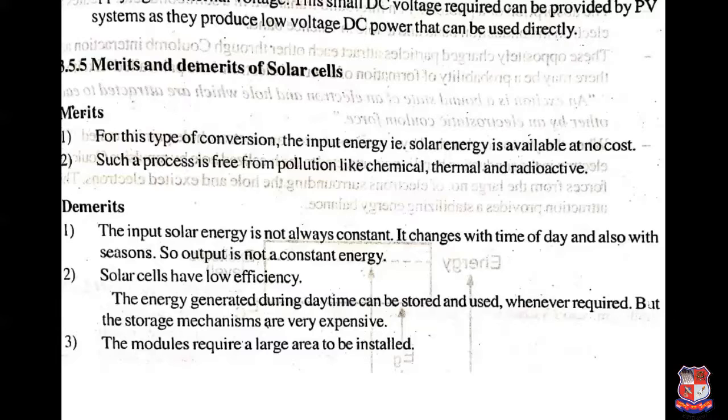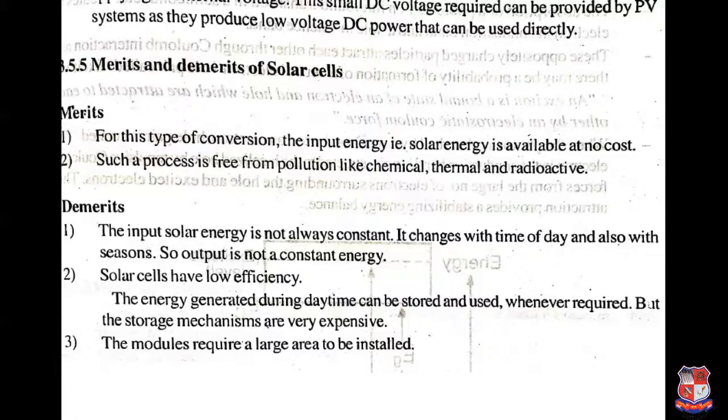And lastly, demerits. Demerits of solar cells: the input solar energy is not always constant. It changes with time of day and also with seasons, so the output is not constant. Second, solar cells have low efficiency. The energy generated during daytime can be stored and used whenever required, but the storage mechanisms are very expensive. And the last demerit of solar cells is that the modules require a large area to be installed.